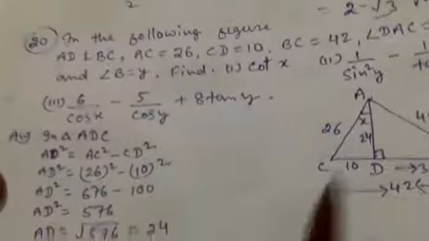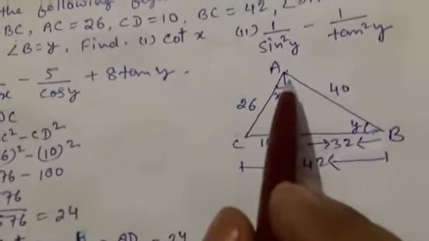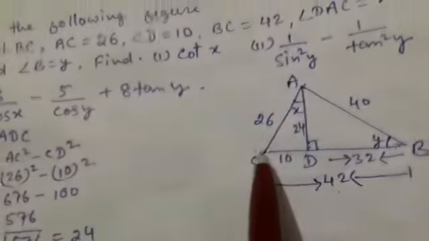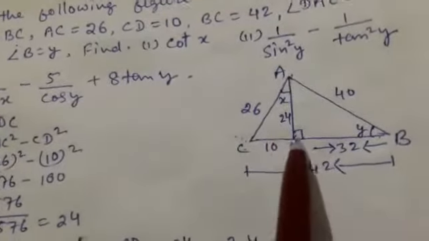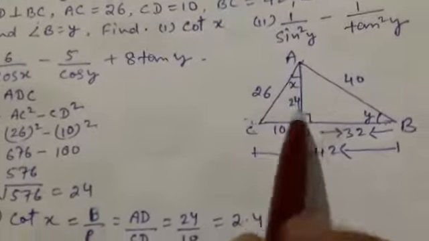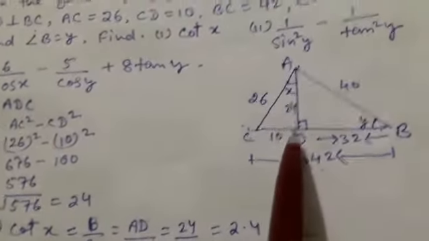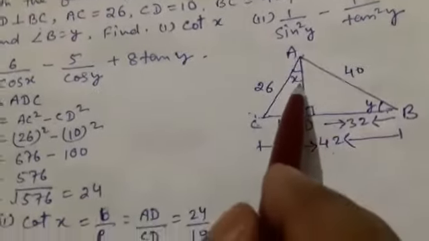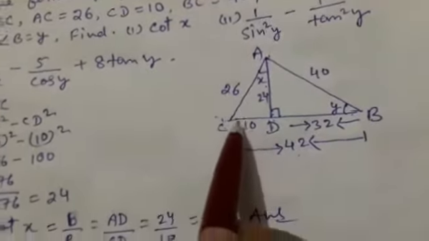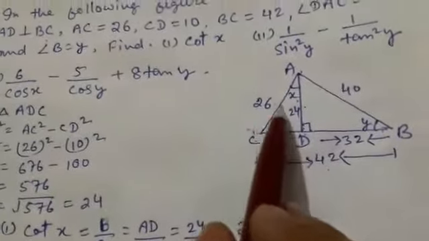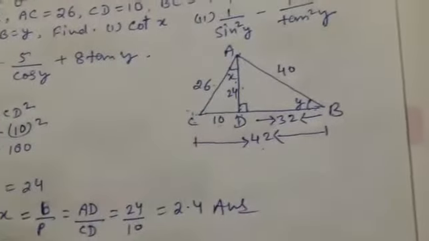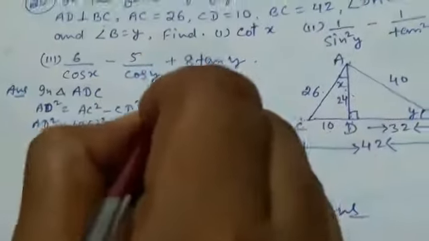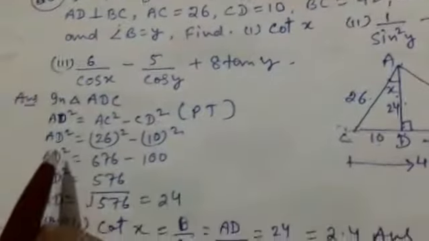Let us see. Here we first have to find the value of AD in triangle ADC. In triangle ADC, it is given AC is 26 and CD is 10. So let us find the value of AD. AD is the perpendicular, so perpendicular square is equal to hypotenuse square minus base square. It means AD square is equal to AC square minus CD square by Pythagoras theorem. Don't forget to write down the reason.